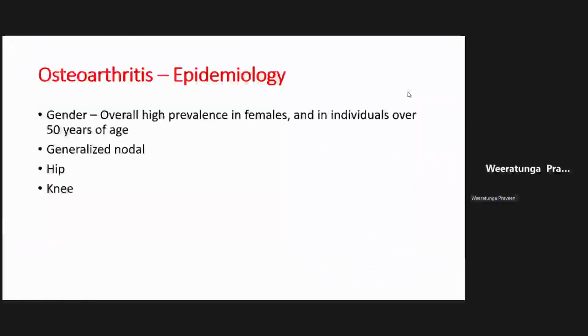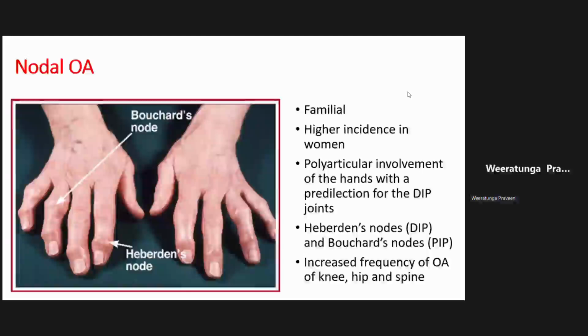Now, if you take the three clinical types, generalized nodal osteoarthritis, hip osteoarthritis, knee osteoarthritis, the next slide gives you some information about nodal osteoarthritis. So generalized nodal osteoarthritis follows a similar pattern where the incidence is commoner in females, and there is a familial association. Nodal osteoarthritis causes a symmetrical polyarthritis. It's not arthritis, it's a polyarticular involvement.